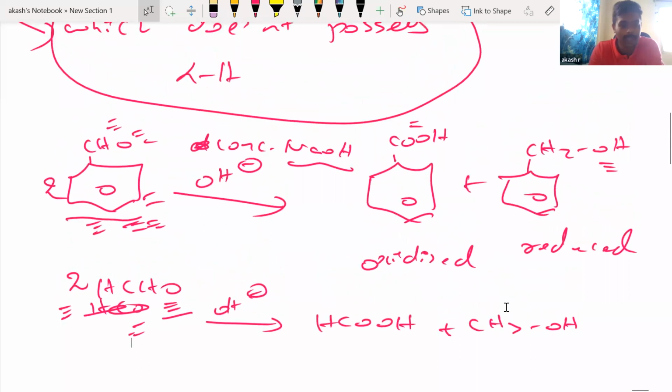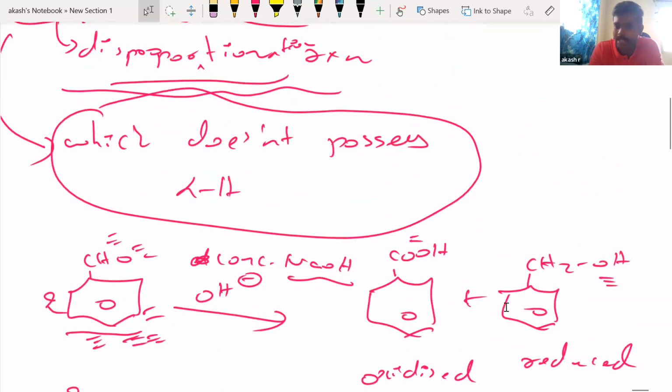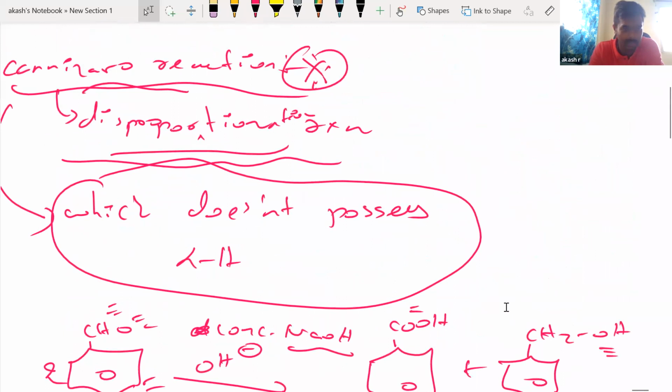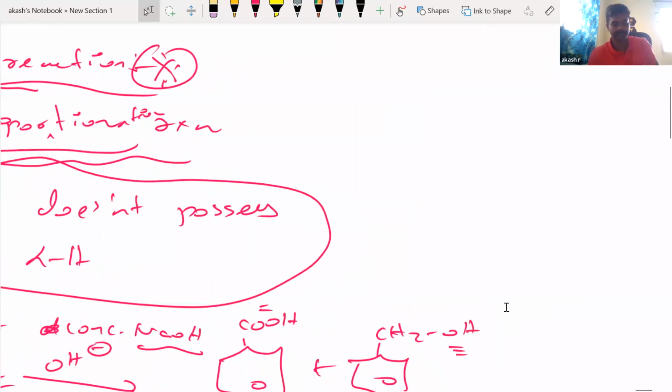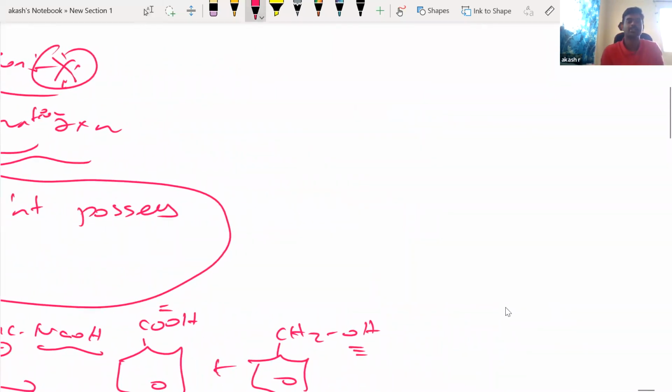Now what we'll do is look at the mechanism of this. How exactly is this happening? Even though it is not in the syllabus, it is a very interesting mechanism. Okay, right? Fine. So people, the mechanism of this reaction, right?